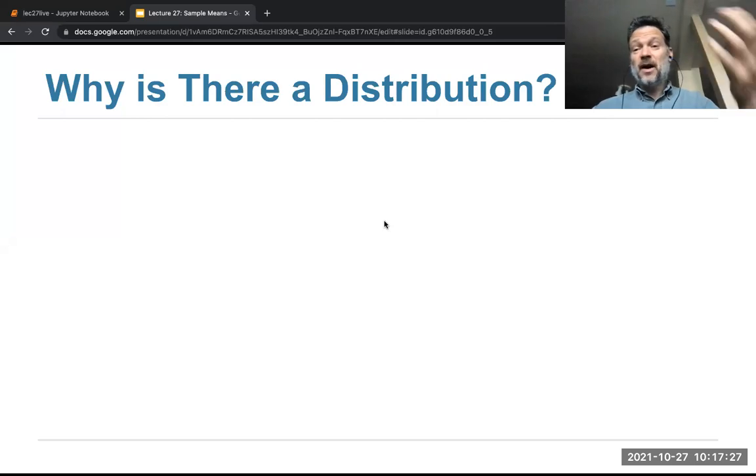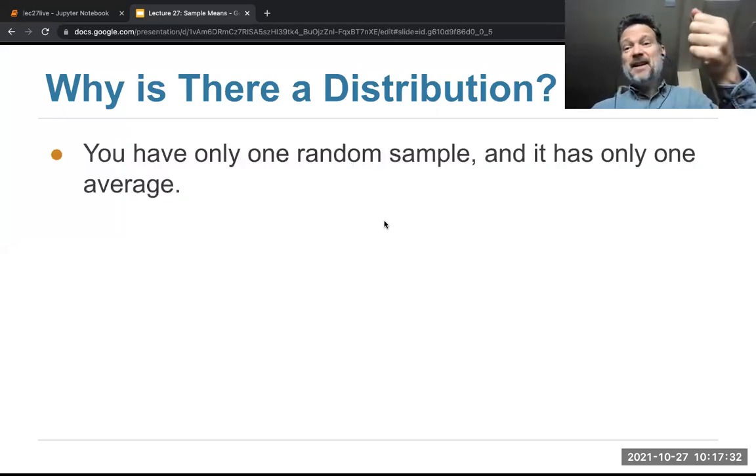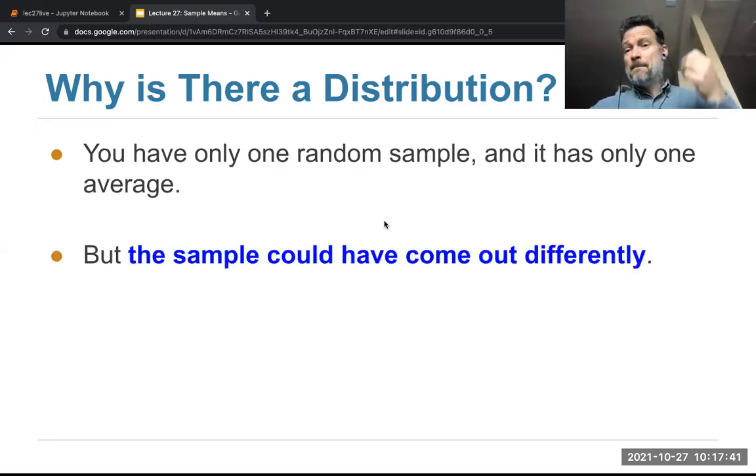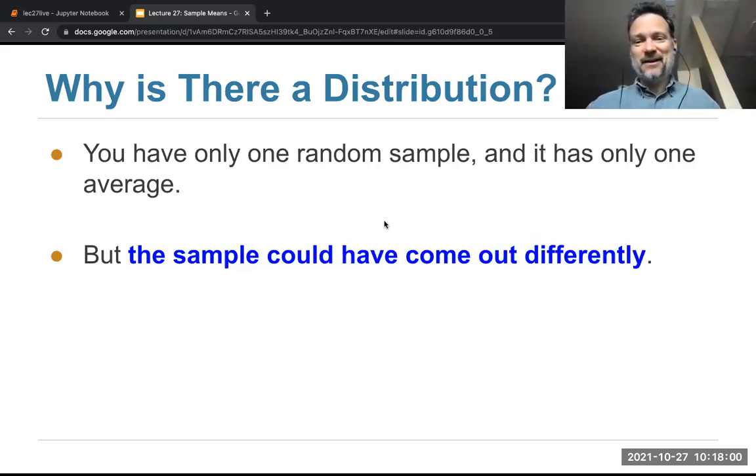So let me talk you through what I mean by the distribution of the sample mean and why there's a distribution. If I'm a data scientist and I draw a sample, I've only got one random sample and it only has one sample mean, and that's all I got. That's all there is for me. But that sample depended on random choices, and those random choices could have been chosen in a different way. So the sample could have come out differently. I could have ended up with a different sample than the one that I actually got. In some parallel universe, I might have gotten a different sample.